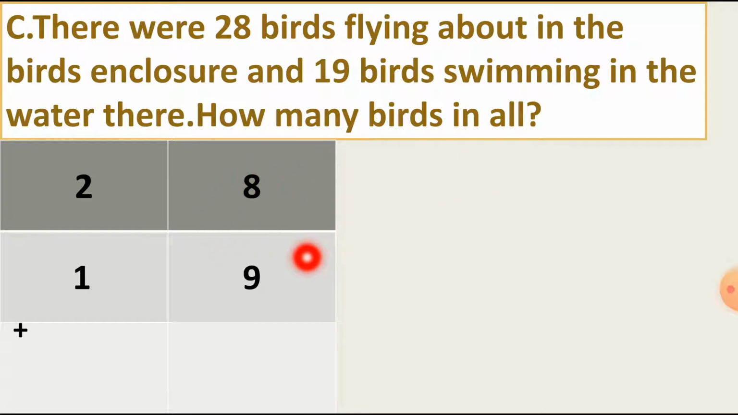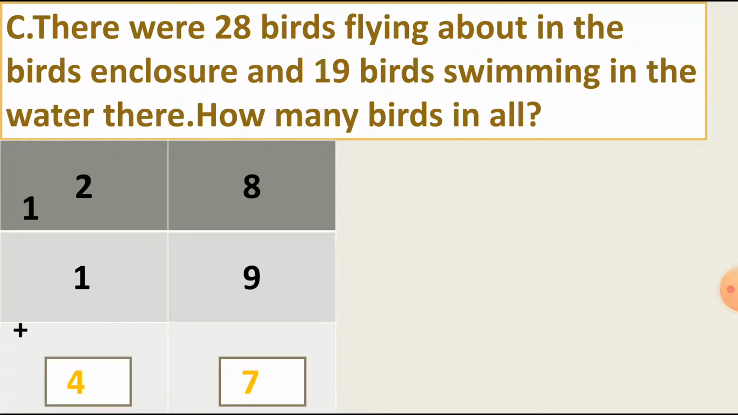So here let's start with the ones column. 8 plus 9 is equal to 17. Now I put this 7 at the ones place, and the other one will move to the tens column as a carried forward number. Now we have to add these three numbers together. 1 plus 2 plus 1 is equal to 4.